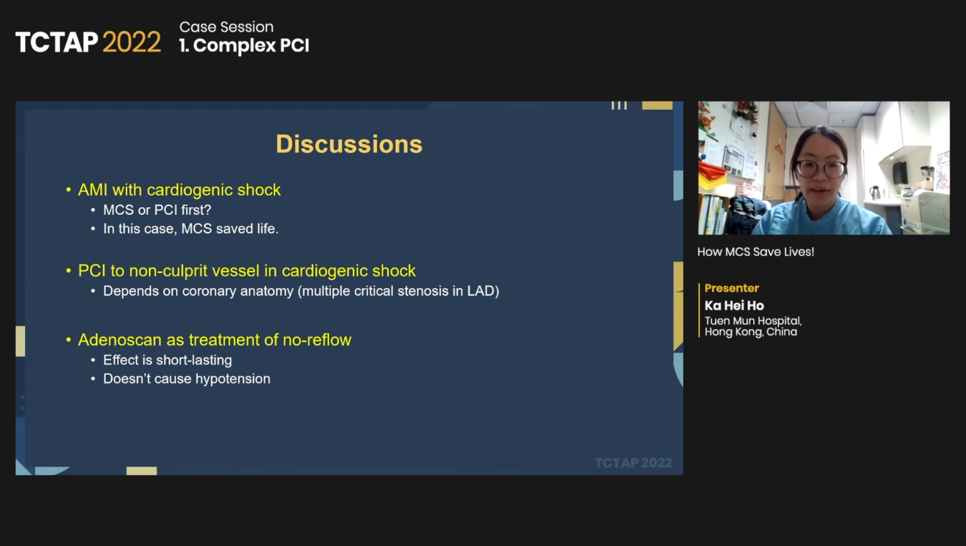And adenosine is very good to treat no reflow. I know some centers use nitrite or adrenaline, but nitrite has a hypotensive effect, which is very contraindicated in this case. Adrenaline causes arrhythmia, but adenosine is very short-lasting and doesn't cause hypotension, so it is a very good drug to use.